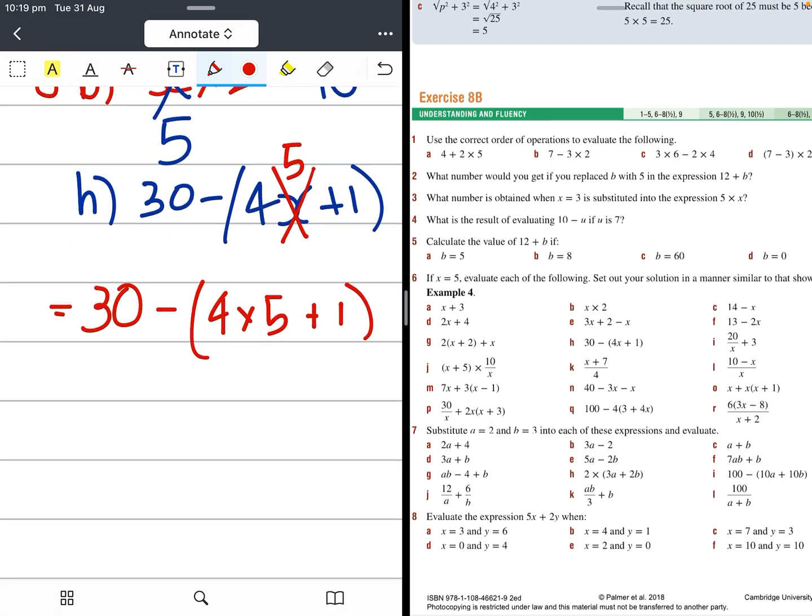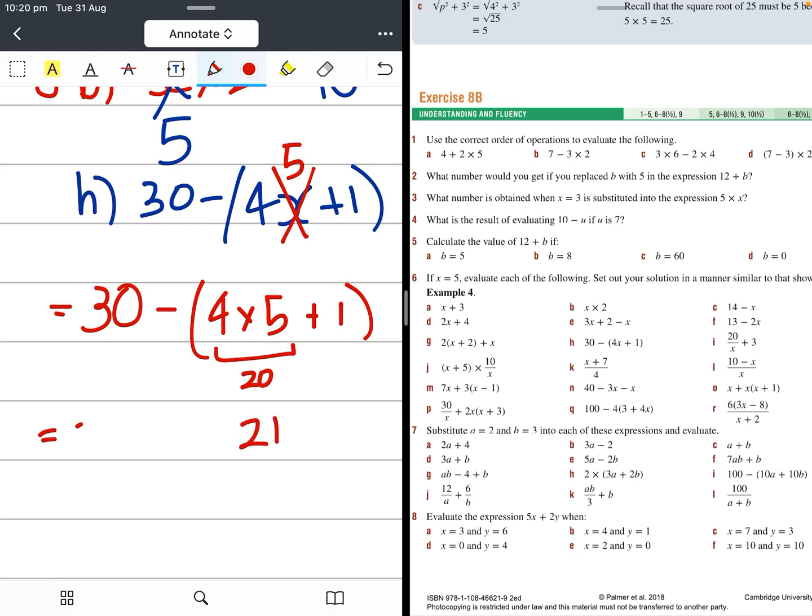So order of operations says, let's do the brackets first. Now within the brackets, you've got 4 times 5 and you've got plus 1. What do we do first? Times or plus? BIDMAS tells us to. Hopefully you said times. So what's 4 times 5? 20, isn't it? Now let's finish off the brackets. What's 20 plus 1? Hopefully you said 21.